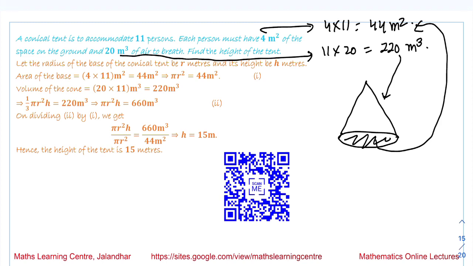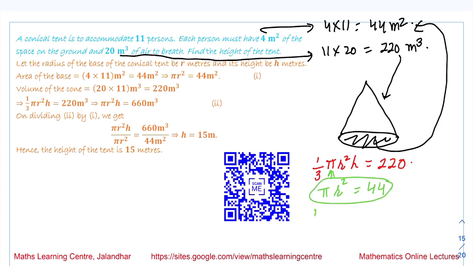So we use the formula that the volume is 1 by 3 pi r square h and its value is 220, and the base area is pi r square and its value is 44. So we substitute this value of pi r square over here and we get 1 by 3 into 44 into h is equal to 220.